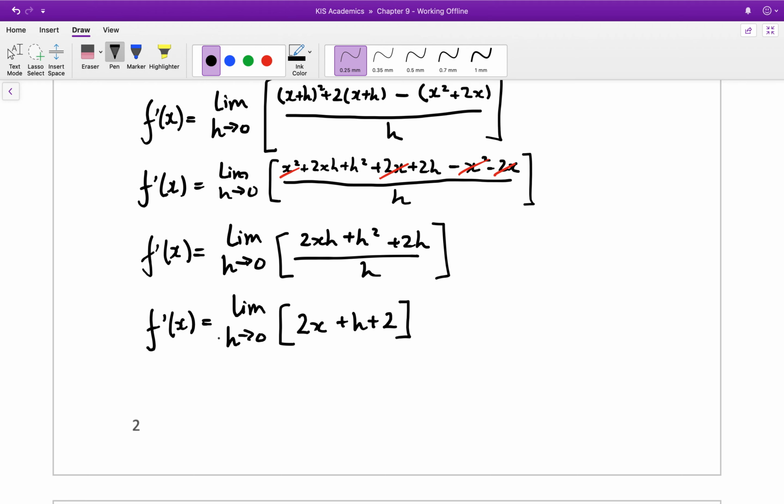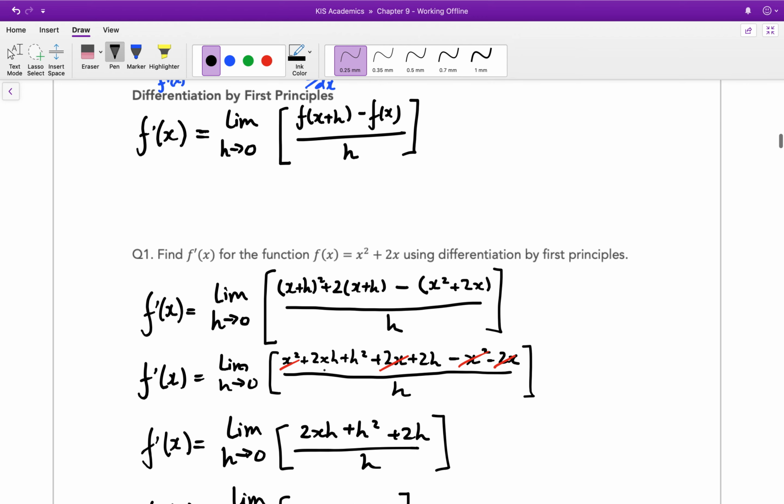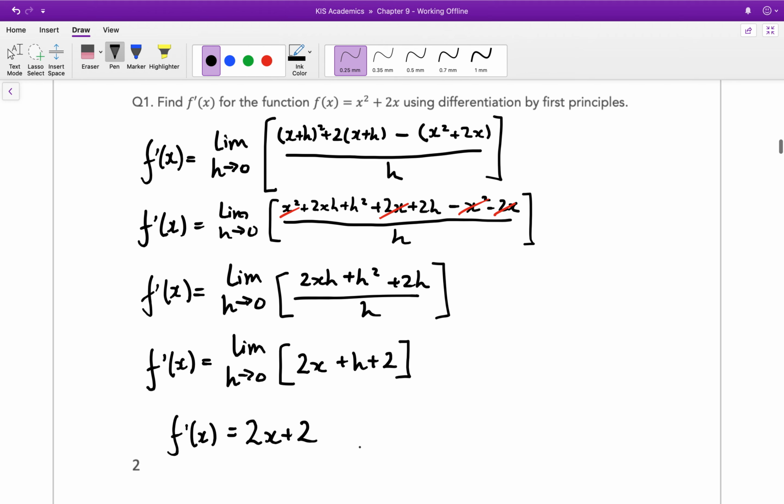So the way we eliminate this limit is by substituting h equals 0. So we just substitute the number that h is approaching. So by substituting h equals 0 into here, we get f dash of x equals 2x plus 2. So this is our gradient function, meaning that when we substitute any x value into here, we're going to find the gradient of our graph f of x equals x squared plus 2x at that x coordinate.